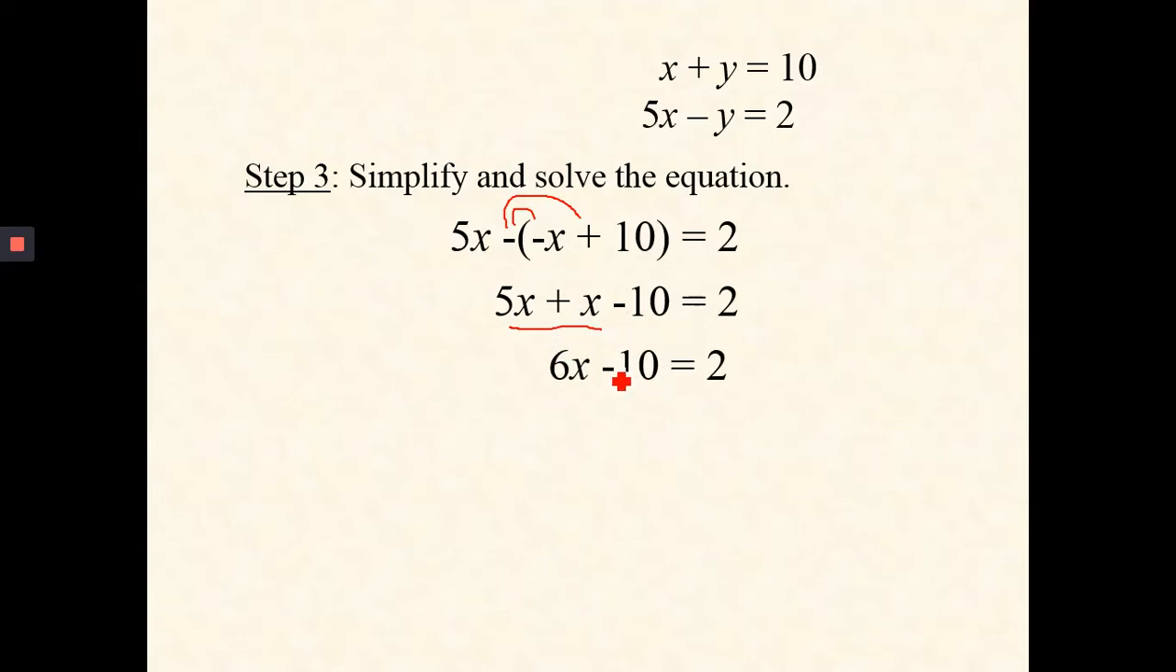Okay? So we need to solve for x. We need to move this. We need to get the opposite, and the opposite is positive 10. So you're going to write positive 10 on both sides of the equation. So you now have 6x, and negative 10 plus 10 will be 0. So 2 plus 10 equals 12. Dividing both sides by 6, x now equals 2 because 12 divided by 6 equals 2.